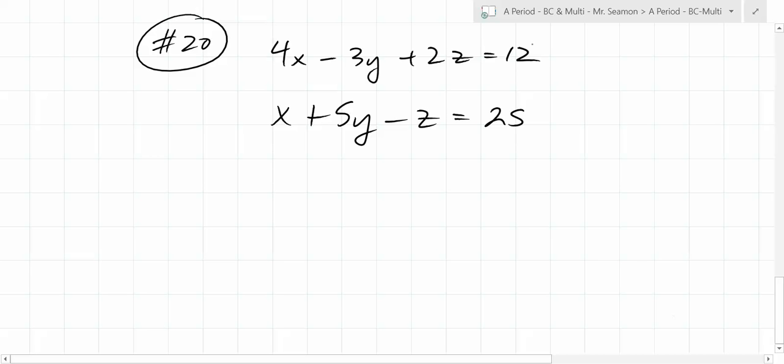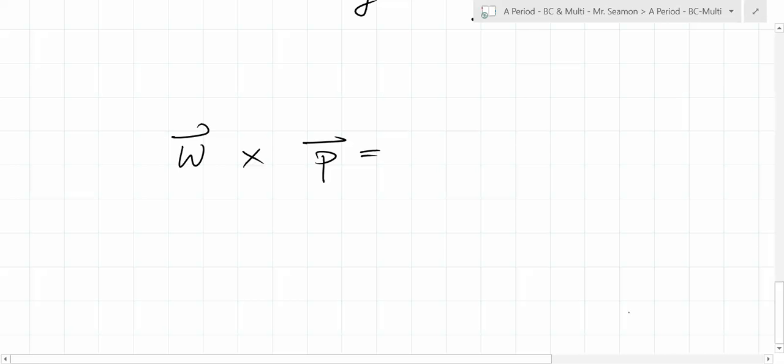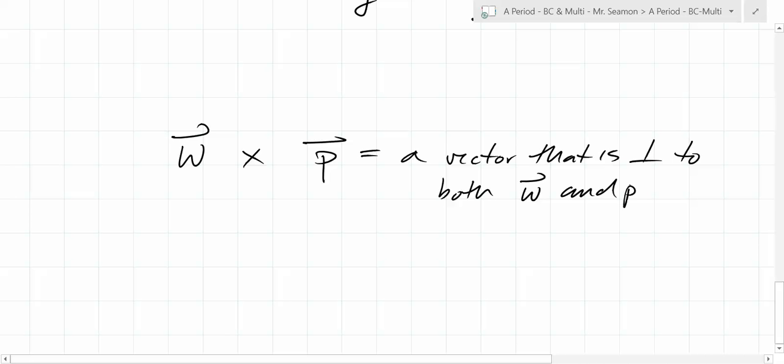What's kind of cool is, with all of that math, do these two numbers come into play at all? No. They're totally irrelevant, right? Changes nothing about the vector of intersection, or the line of intersection. What do you get? You get a vector that is perpendicular to both W and P.